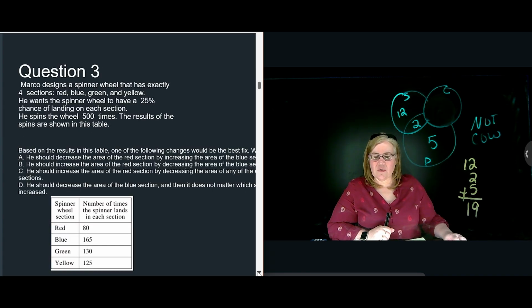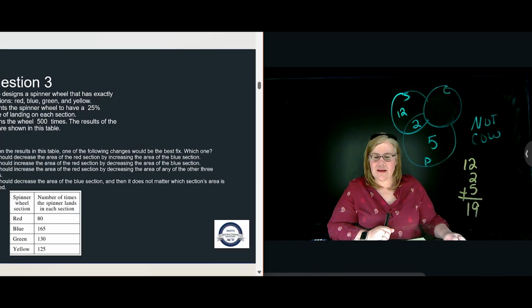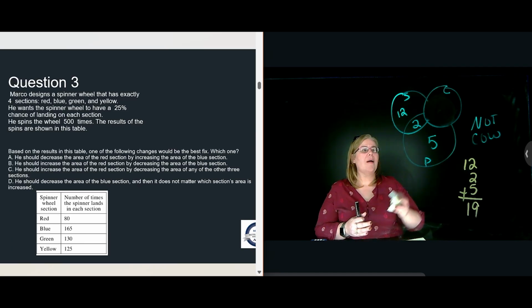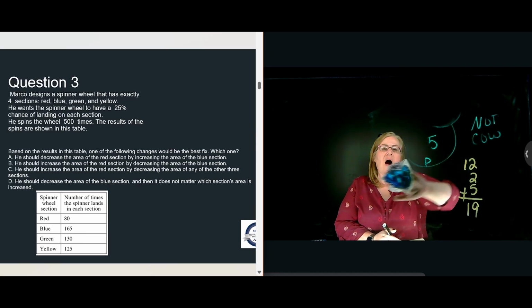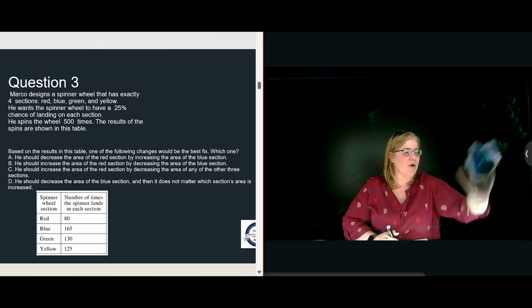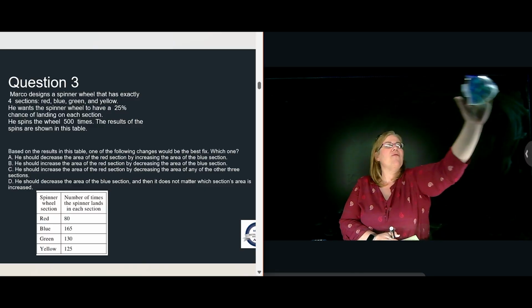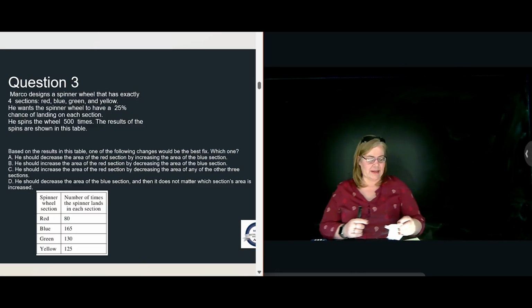All right, so let's look at our next question. Let's look at this problem. This is a reading problem, so we really want to make sure that we're looking at all the parts and pieces of this reading problem, making sure that we get everything that it's asking us. So let's go ahead and read it.